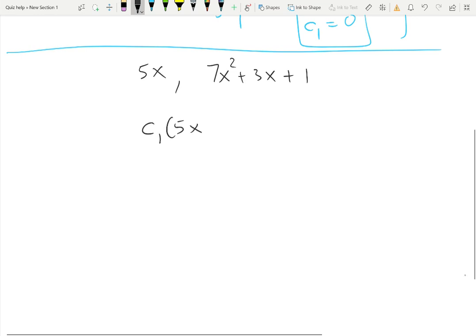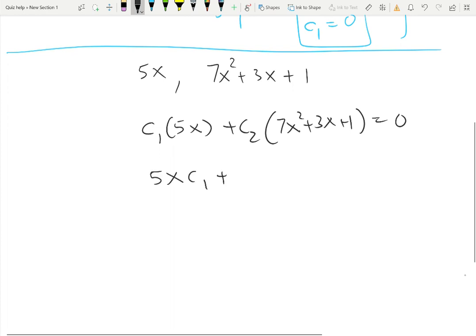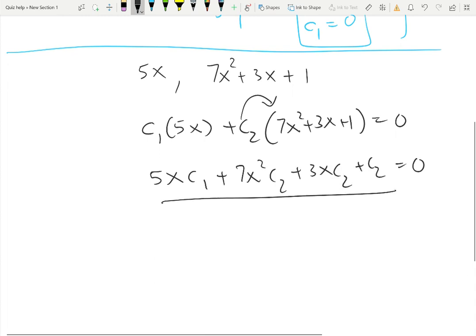c1 times 5x plus c2 times (7x² + 3x + 1) equals 0. Okay, so now what we do is we distribute the coefficients. So here, 5x c1, distribute c2, so 7x² c2, 3x c2, plus c2 is equal to 0.